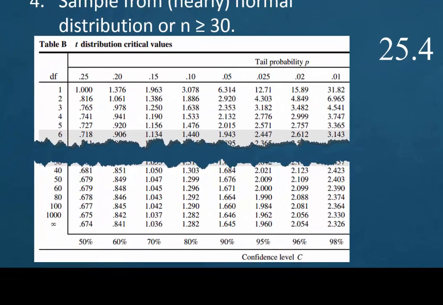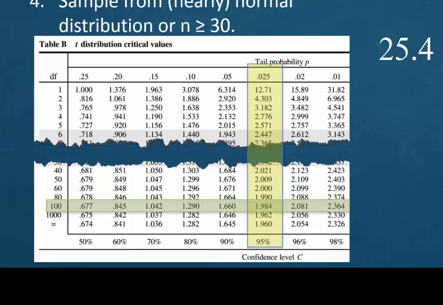On the table, we're going to get our t distribution critical value table. We're going to look at 95% confidence, which is 0.025 in the tail, right? We have 5% left in the tail, so 5% divided by 2 is 2.5% or 0.025. And the closest thing we have in the table provided here is 100, so we're going to go with that, 1.984.